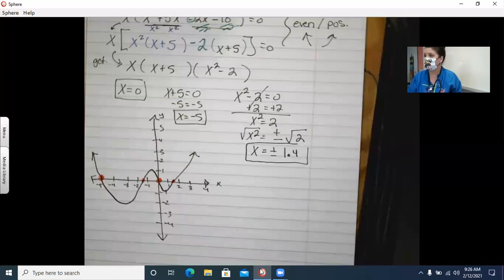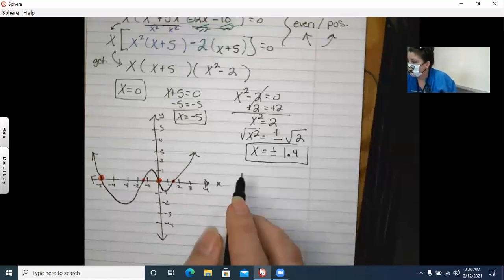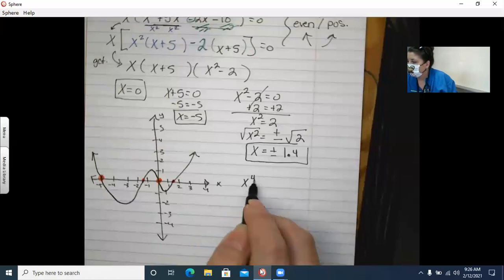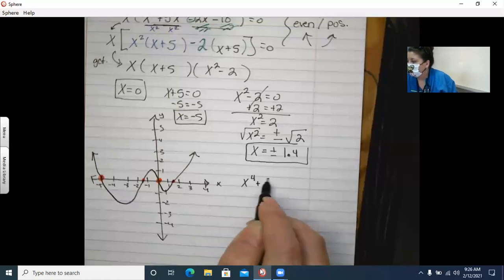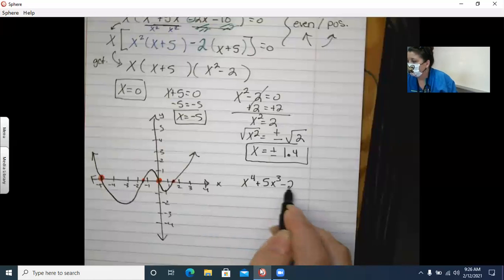Right on? There's your graph. Let me just show you real quick how I taught y'all how to do this last time. I don't care which way you do it. I just want to show you both ways.